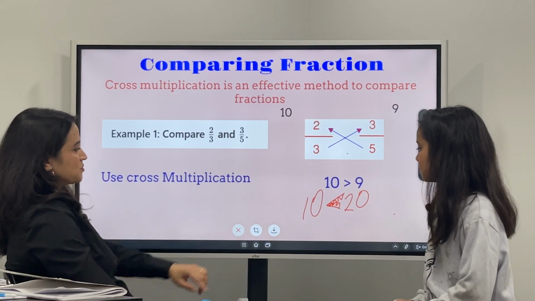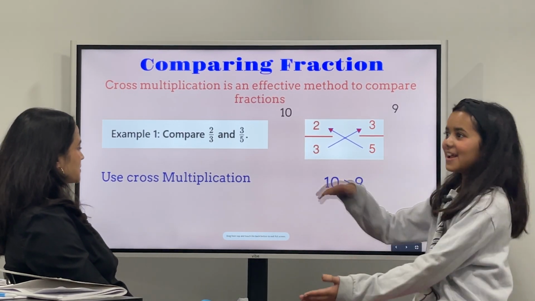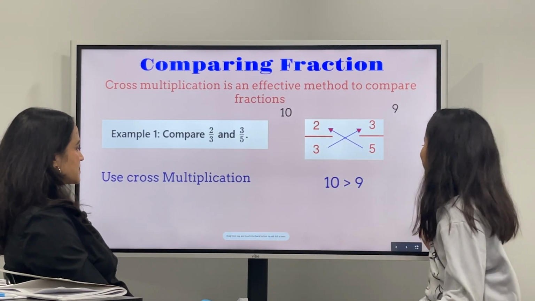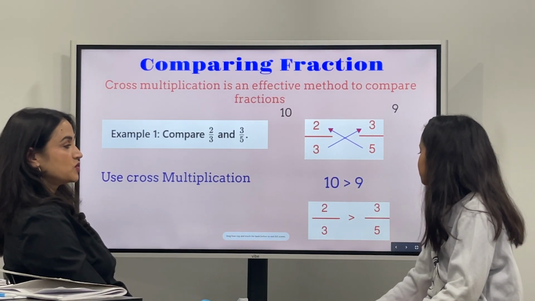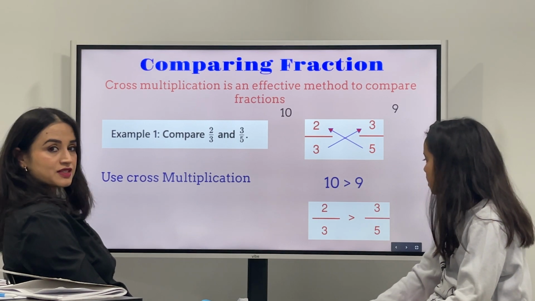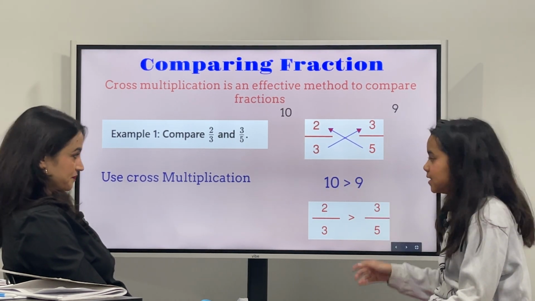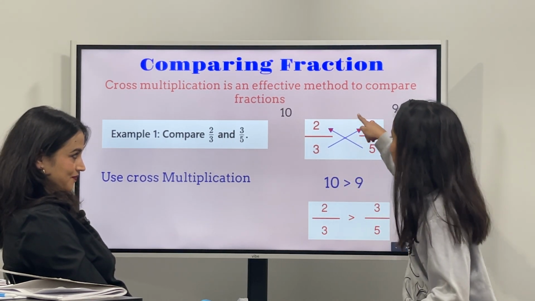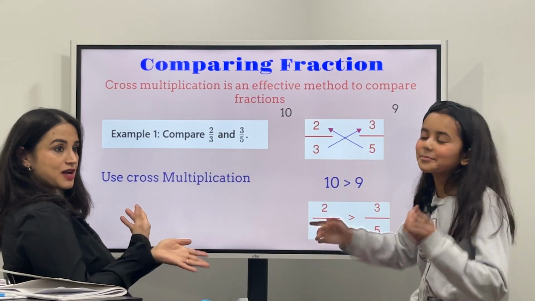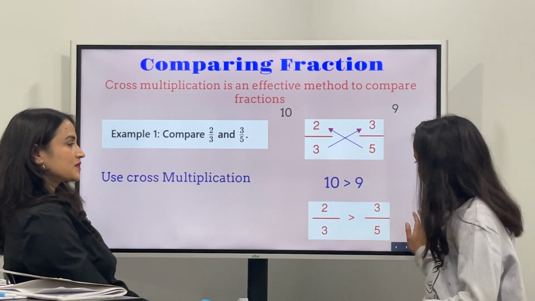By the way, good explanation, Lina, for the greater number and smaller number. Okay, so in that case, 2 by 3 is greater than 3 by 5. It's the exact same fraction here. Just put that. And how we find it? By cross multiplication. Next.